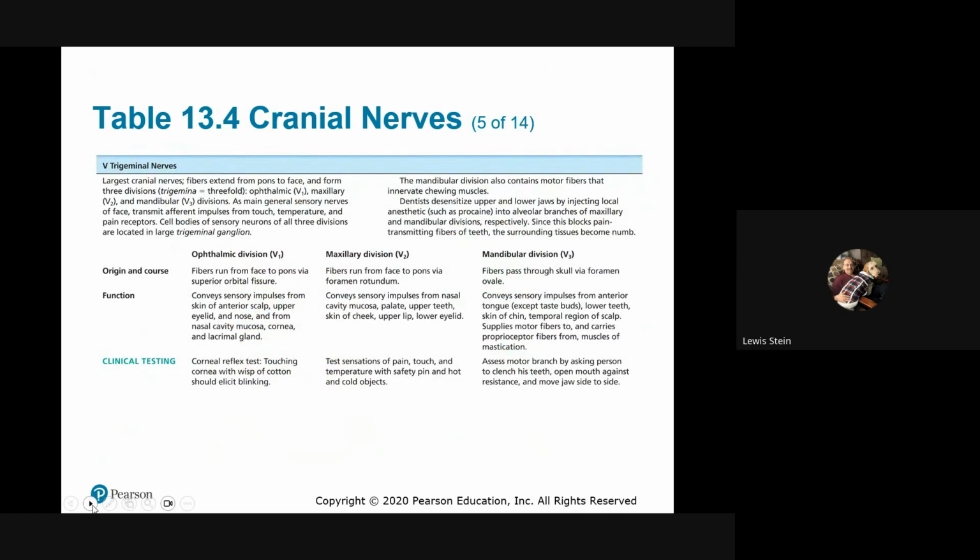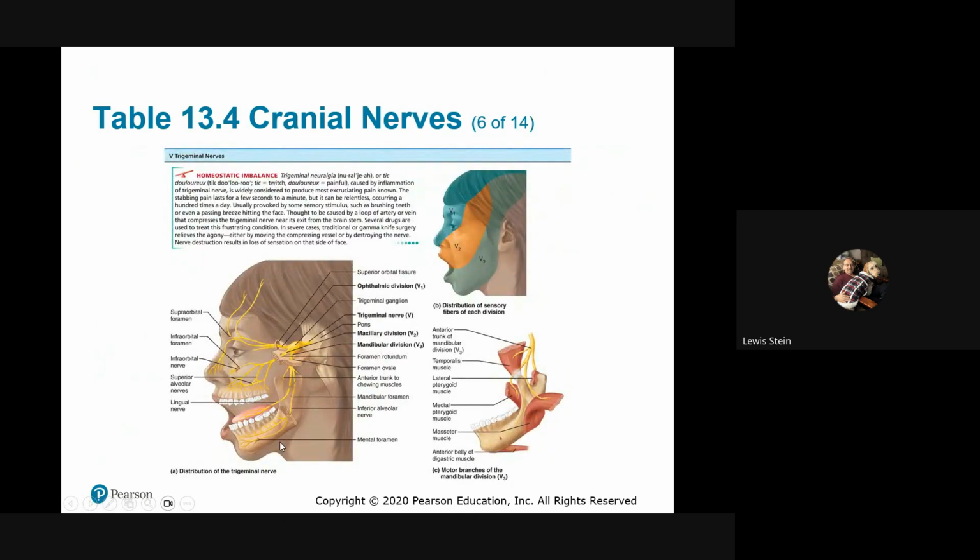Here's the bad news. Practically perfect Patty Graves, also known as my wife, has this horrible condition. I wouldn't wish it on anybody, even somebody I detested, and I don't detest them. Trigeminal neuralgia, tic douloureux: inflammation of the trigeminal nerve, widely considered to produce the most excruciating pain known. And it is.